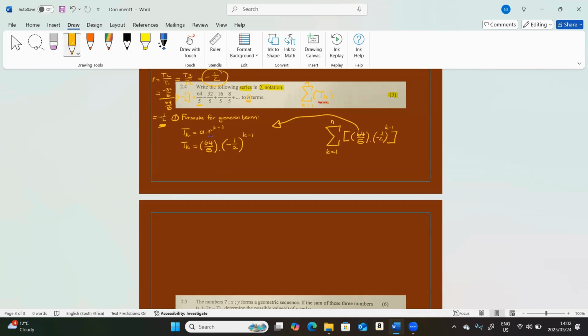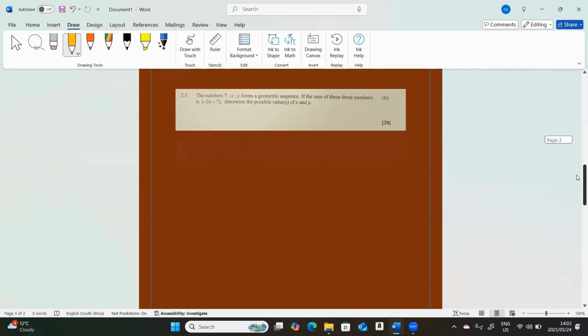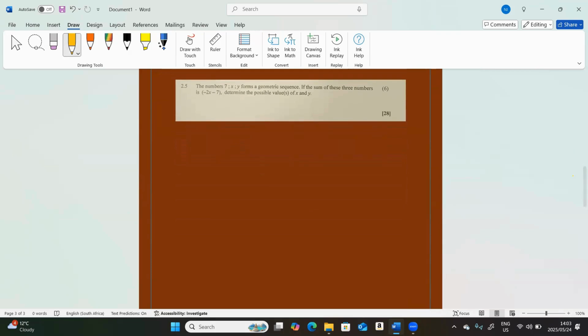Okay. So perfect. That is just what you have to remember. All right, so that is the answer, guys. That's the 3 marks, and this is your final answer for writing that series in sigma notation. All right. Let's move down to the last sub question of question number 2.